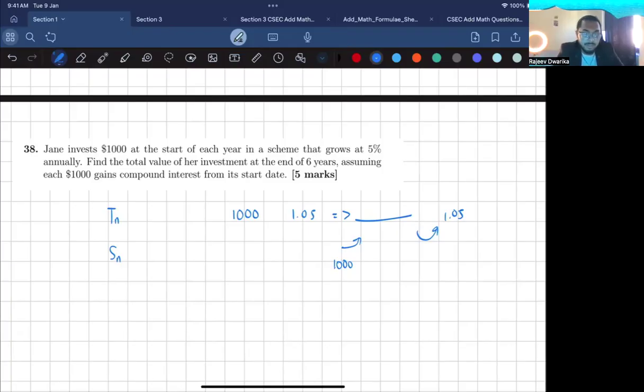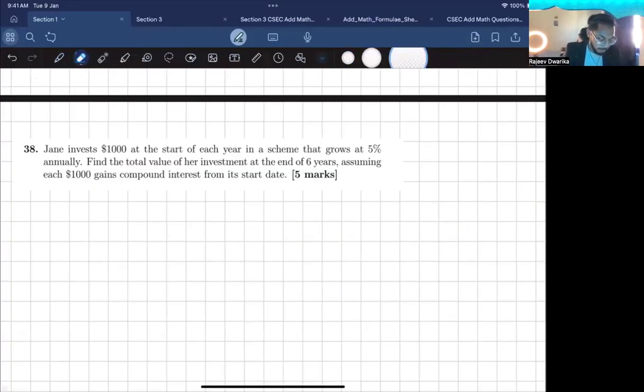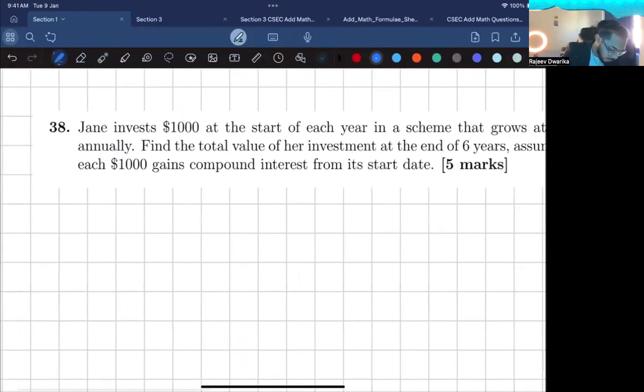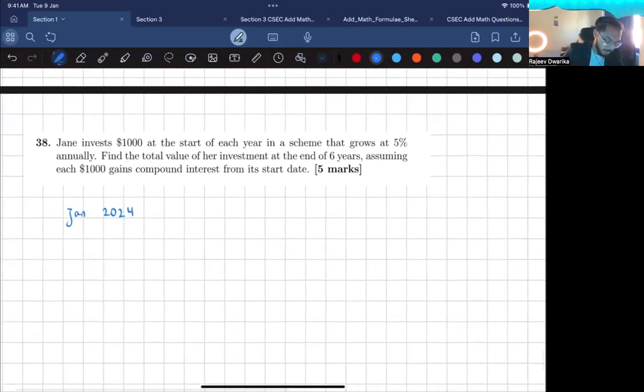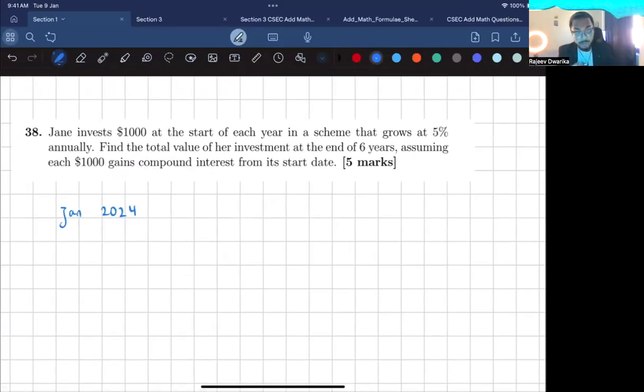And they're saying find the total of her investment at the end of 6 years. So they're saying that she invested $1,000 at the start of each year. Let me try to understand this question conceptually. Let me say we have January 2024. I'm giving you all a scenario, and I'm showing you how I would do the question if I see it for the first time. I created the questions, but I'm doing it for the first time. So annually, in January 2024, she would put in $1,000, right?